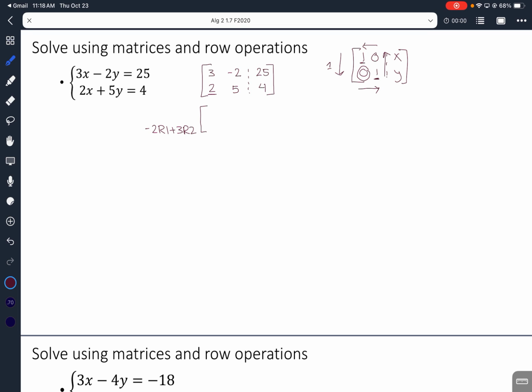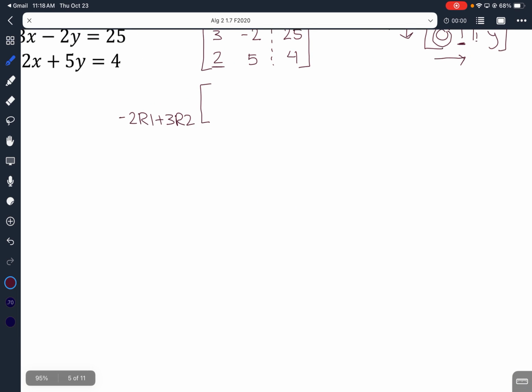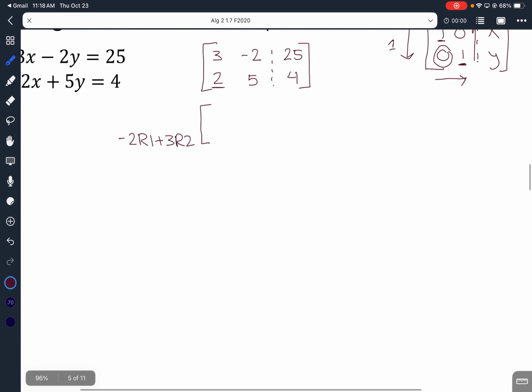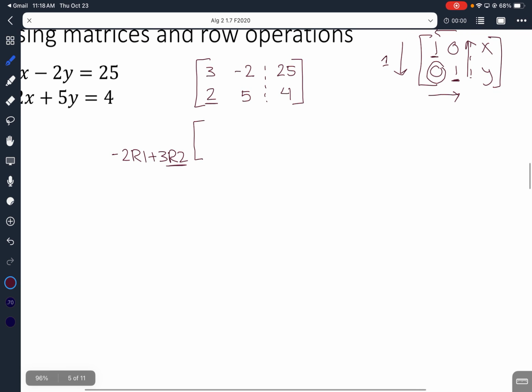Now take a second and absorb my shorthand. Can you see that? It says negative 2R1 plus 3R2. That is what I'm going to do. The only thing it's going to change is row 2. So I'm going to write row 1 right now so I don't try to change it.